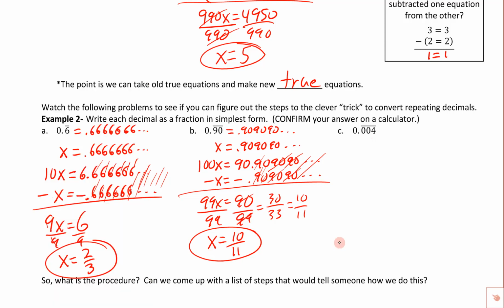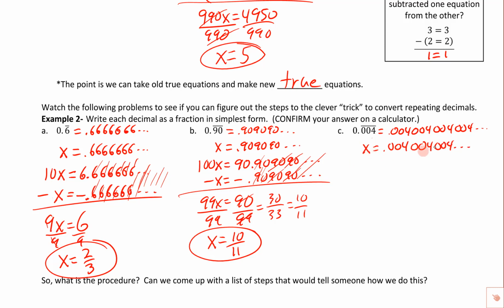Okay, I'm going to do one more, and then I'm going to see if we can come up with a procedure to figure these out. So here's what we're going to do. I'm going to write out the pattern: 004, 004, 004, 004, and going on like that. I'm going to write down x equals, and I suppose you could skip that step up there if you just wanted to start writing down what that pattern was.